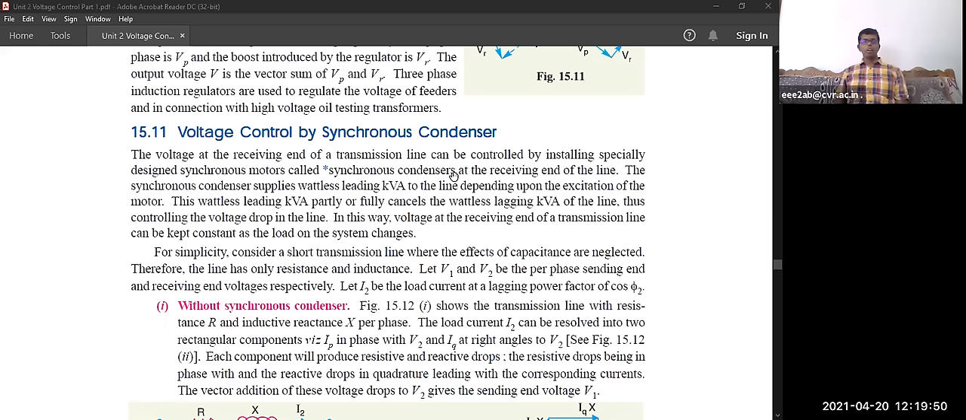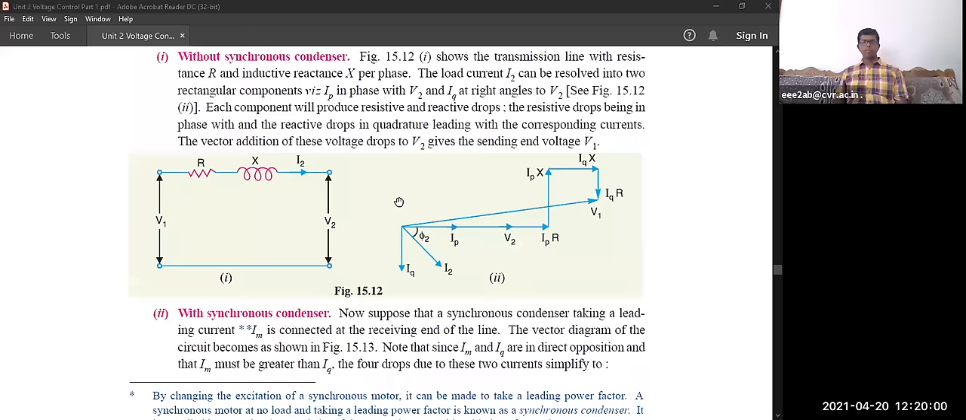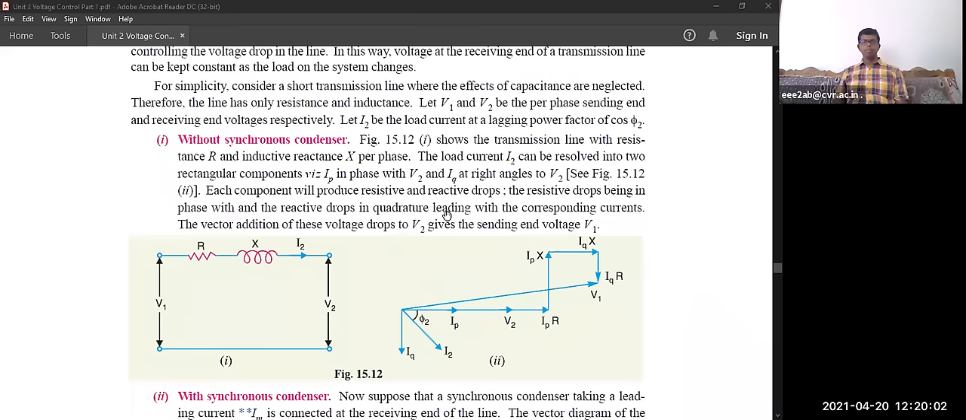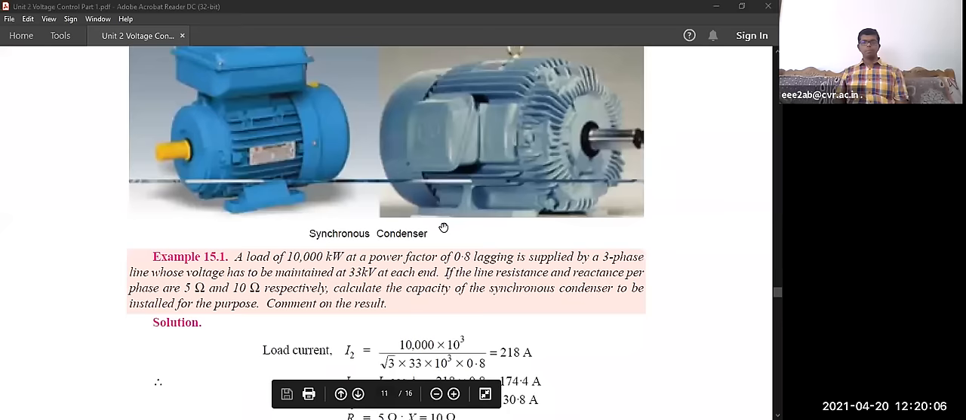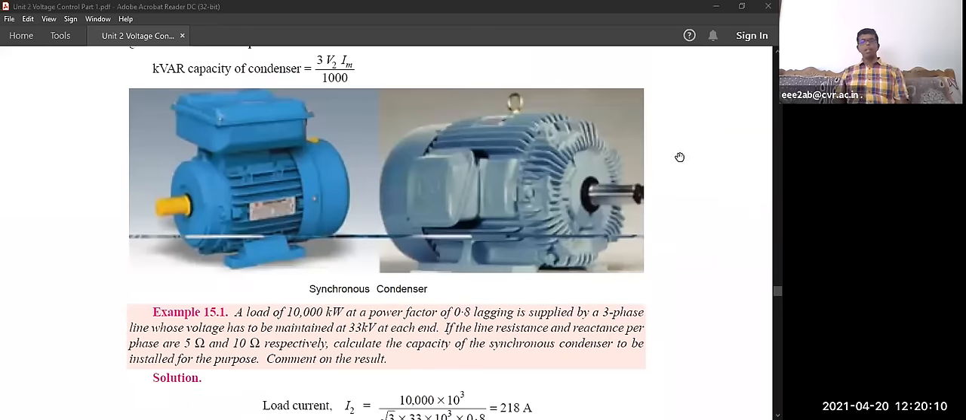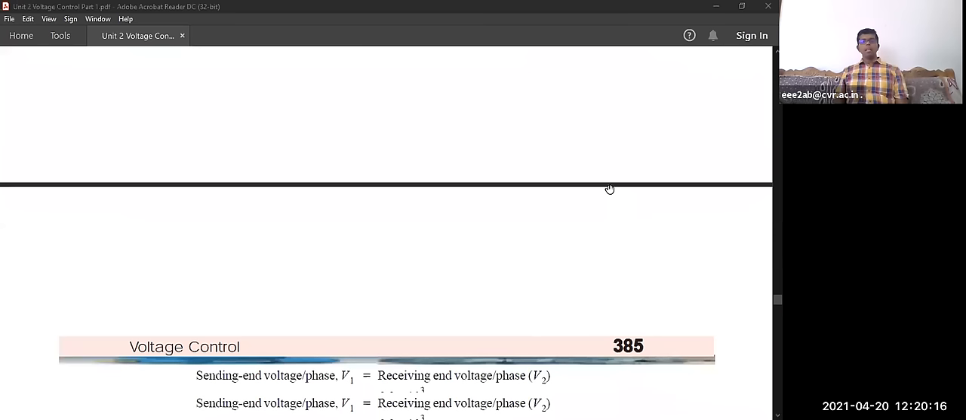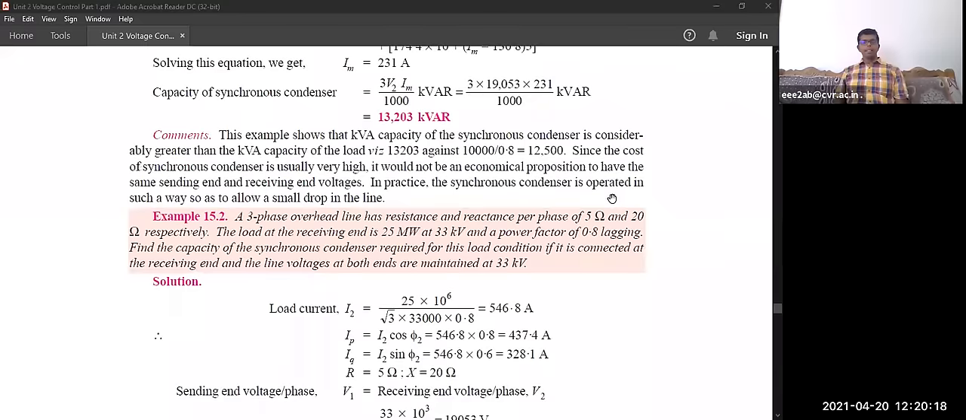In the laboratory also, one time we can see that when it is overexcited, it will be acting as a synchronous condenser. Yeah, so this is the same as a synchronous motor only. The only thing is that it is overexcited. At that time, it acts as a synchronous condenser.